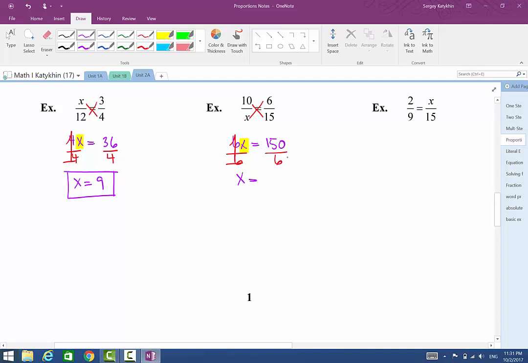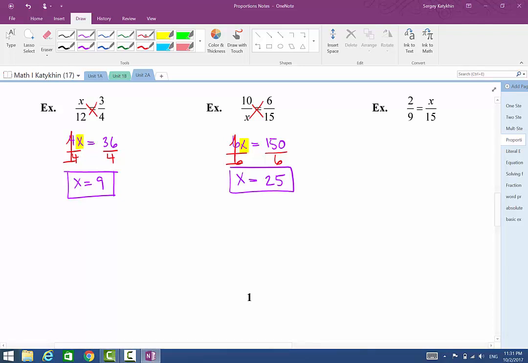Now 150 divided by 6, there's a couple ways of doing that. 6 goes into 15. We know it has to go twice, so we can write down the 2. But then that's 12, which leaves us with 30, and 6 goes into 30 5 times. So 6 goes into 150 25 times. And again, you should be able to check that solution on your own if you need to.